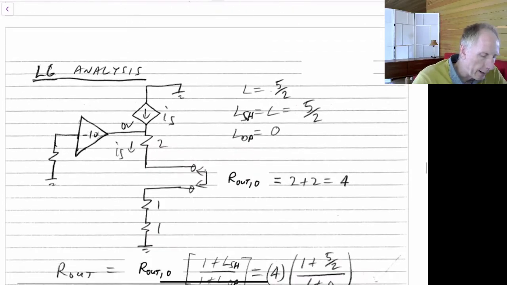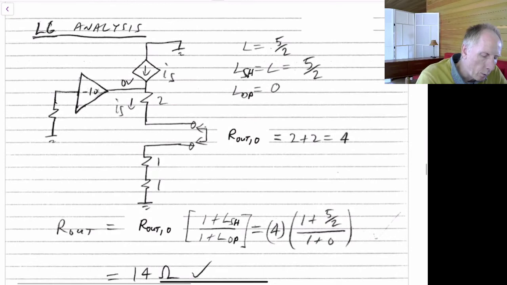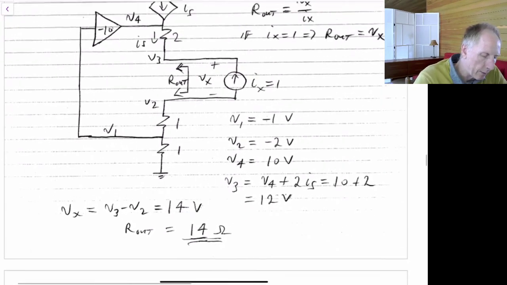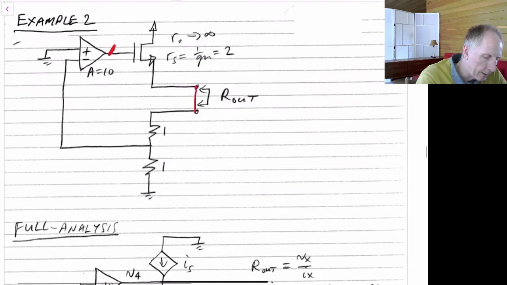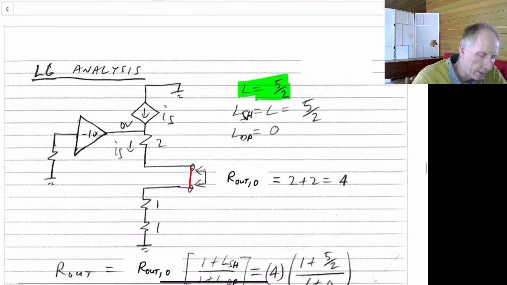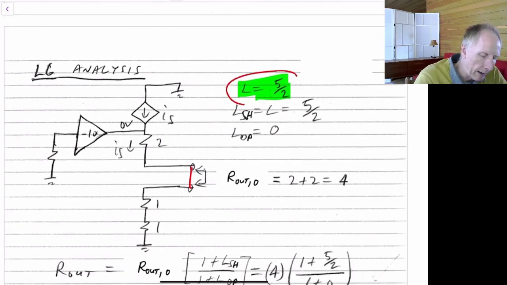If we do loop gain analysis on this, we'll find that the loop gain, again, is 5/2. So if we short this here, in other words, we don't leave this broken, but we leave this connected here, then we know that the loop gain will be the same as the loop gain was in the previous case, because it's the same circuit. We're just looking at a series impedance rather than a shunt impedance. So the loop gain, we already know from the previous case, is equal to 5/2.